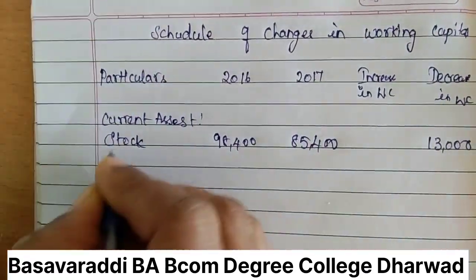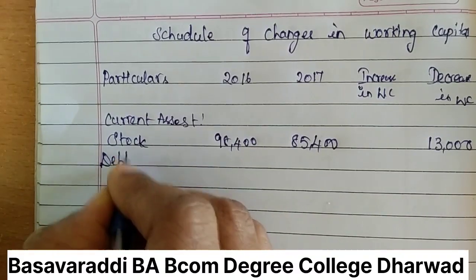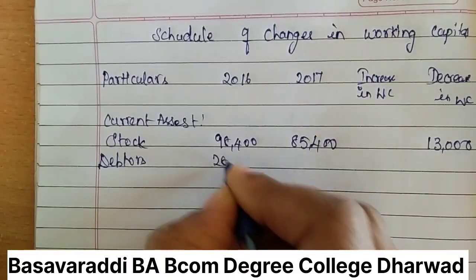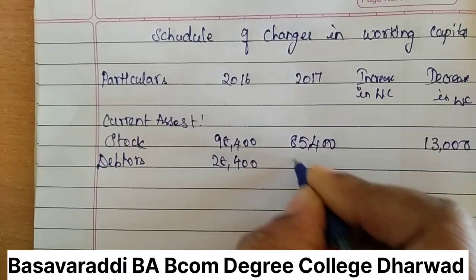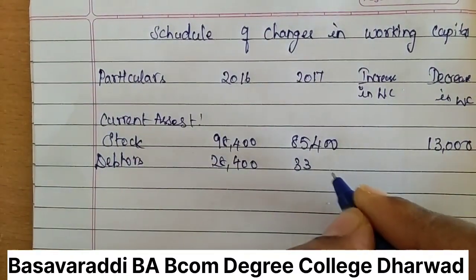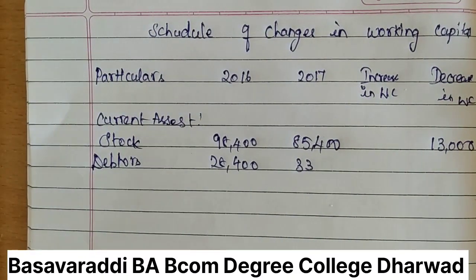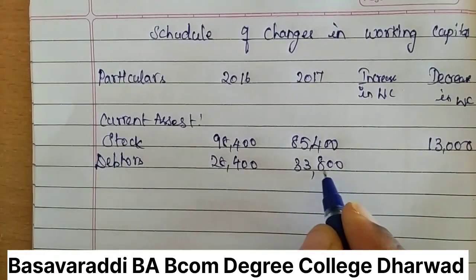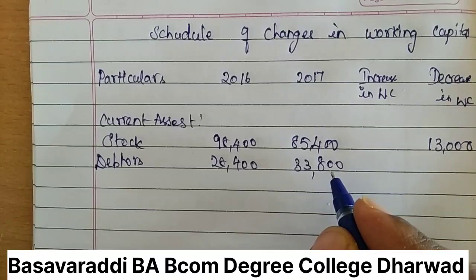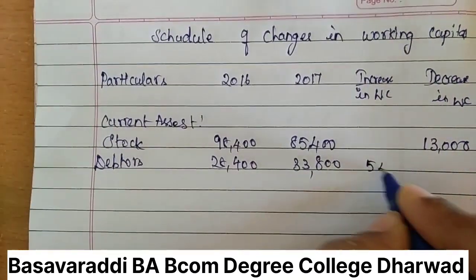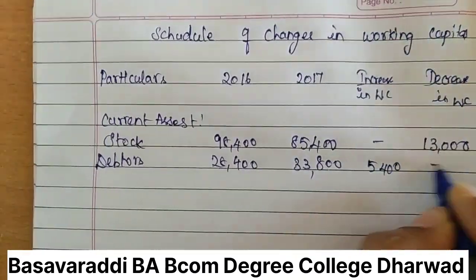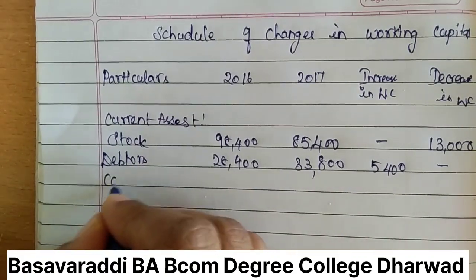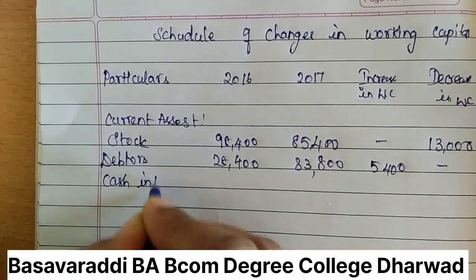The next entry is debtors. Debtors 28,400, 33,800. So what happened now? It is increase. How much is the increase? 5,400 rupees increase.